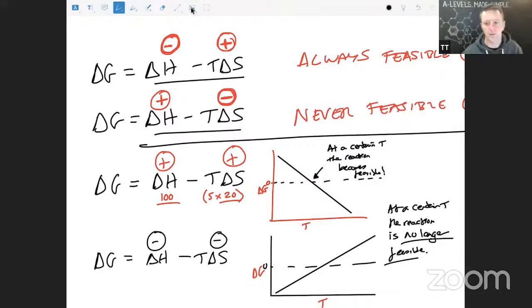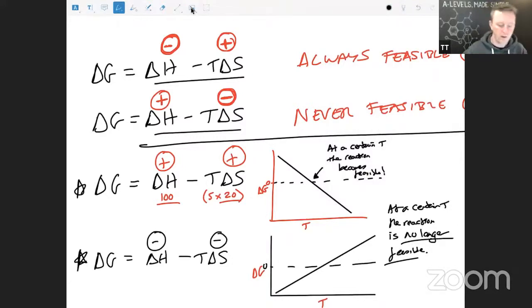feasible. Okay, so having this in your mind when you're answering these types of questions is really, really important. So knowing these combinations of exo and endo and increase in entropy, decrease in entropy, there's only these four combinations. I think these in particular down here, you need to be careful with your wording.